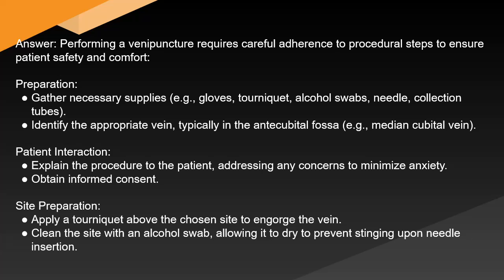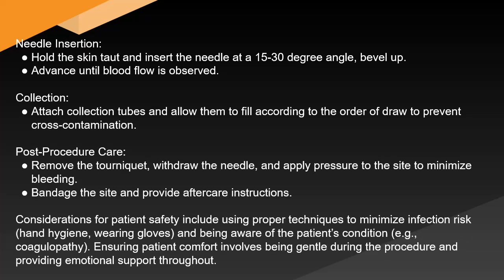Obtain informed consent. Site preparation: apply a tourniquet above the chosen site to engorge the vein. Clean the site with an alcohol swab, allowing it to dry to prevent stinging upon needle insertion. Needle insertion: hold the skin taut and insert the needle at a 15 to 30 degree angle, bevel up. Advance until blood flow is observed. Collection: attach collection tubes and allow them to fill according to the order of draw to prevent cross-contamination. Post-procedure care: remove the tourniquet, withdraw the needle, and apply pressure to the site to minimize bleeding. Bandage the site and provide aftercare instructions.